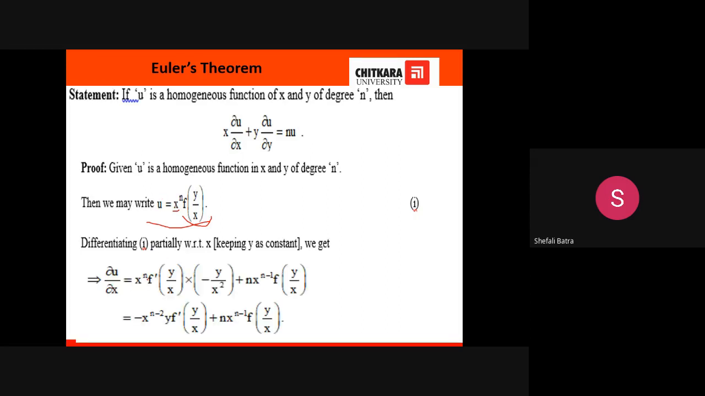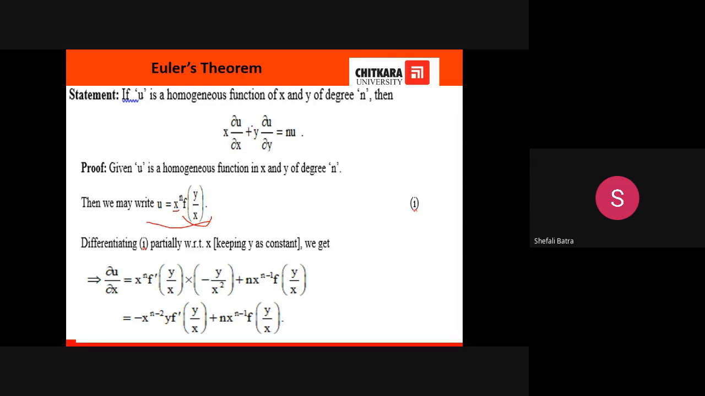ux: x power n as it is, times the derivative of the function, f dash y by x, and then the derivative of y by x would be minus y upon x square, plus the function y by x as it is, times the derivative of x power n, which is n into x power n minus 1. Now simplify it: minus y, x power n minus 2, f dash y by x, plus n x power n minus 1 times the function of y by x.